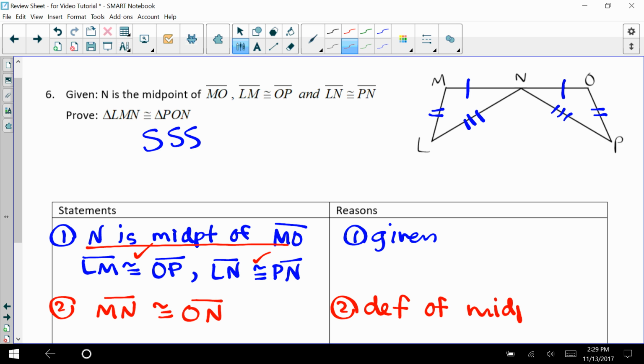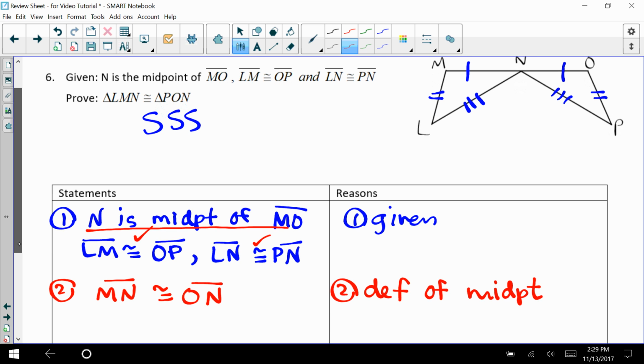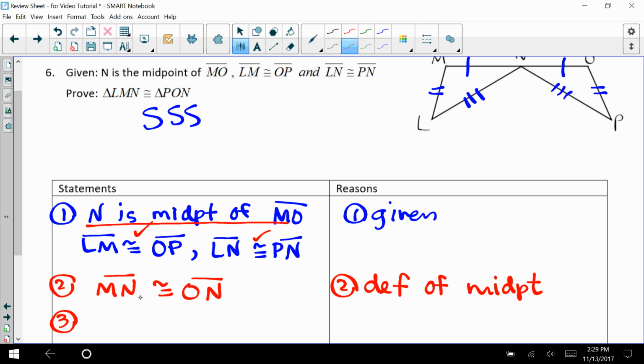Now can we say the triangles are congruent? Yes, this is our third piece of congruence. So we have triangle LMN congruent to triangle PON through side, side, side. So even though the given is saying that N is the midpoint, we want to show congruence.